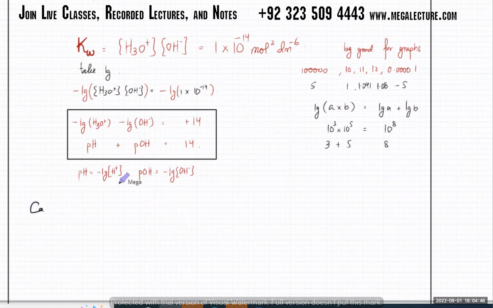So what I'm going to do now is I'm going to try and calculate pH for strong acids and bases. Okay, that's the first part.